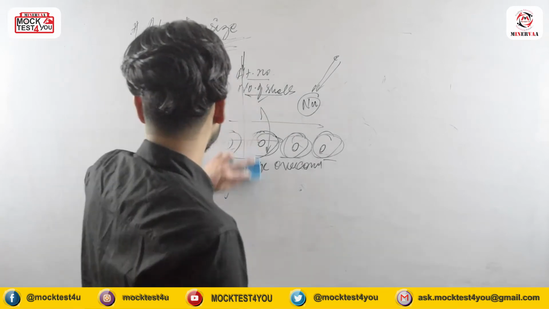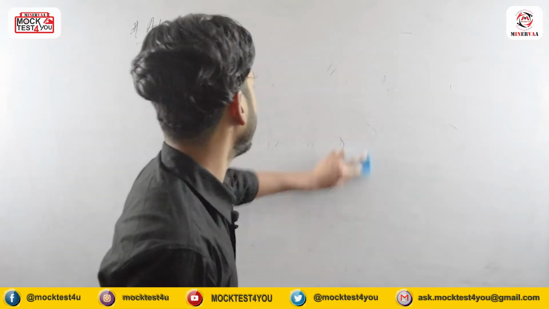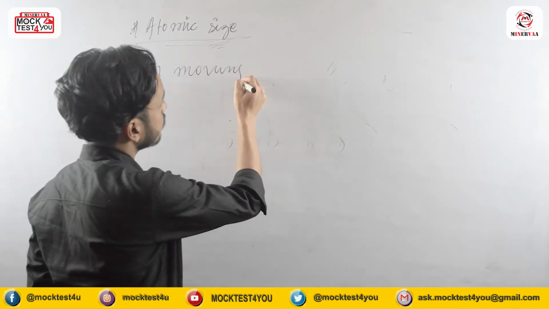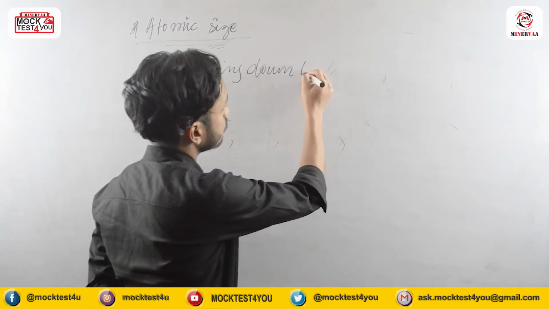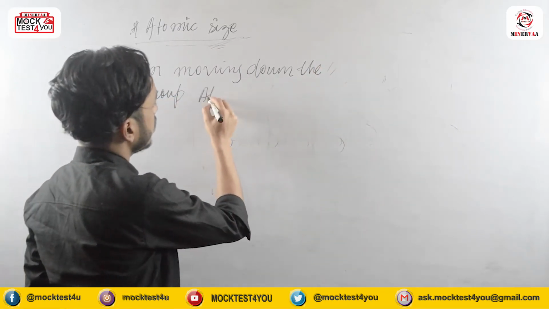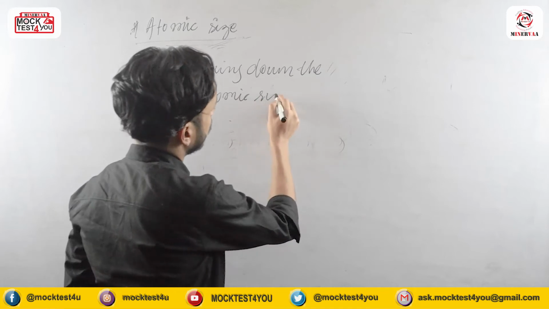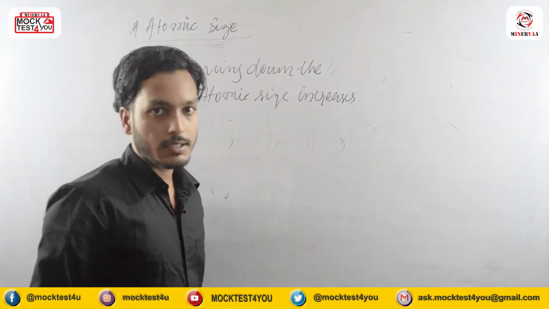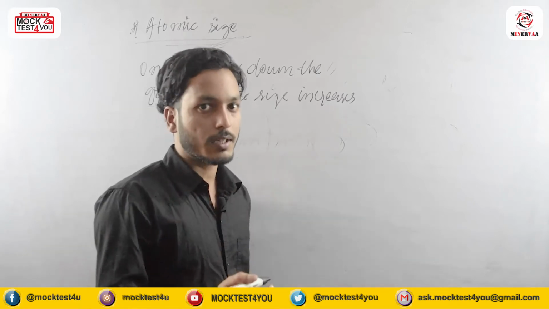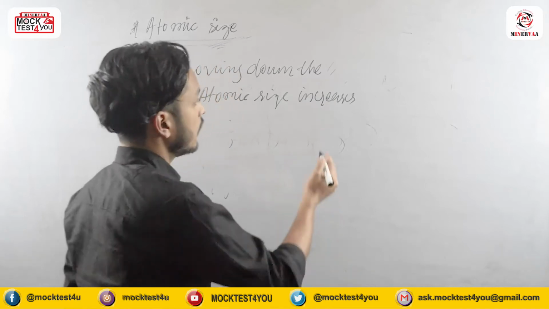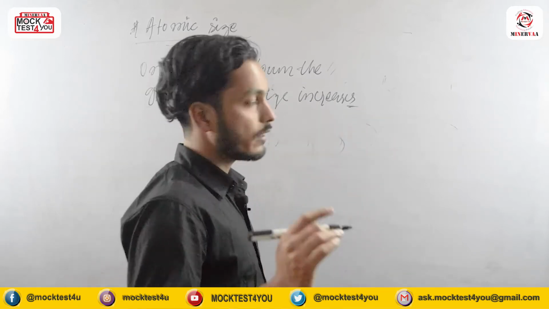So at last what we can write: on moving down the group, atomic size increases. Why is it increasing? Because the number of shells is increasing, atomic number is increasing. So atomic number and number of shells will overcome the nuclear charge, and the atomic size will increase, right?